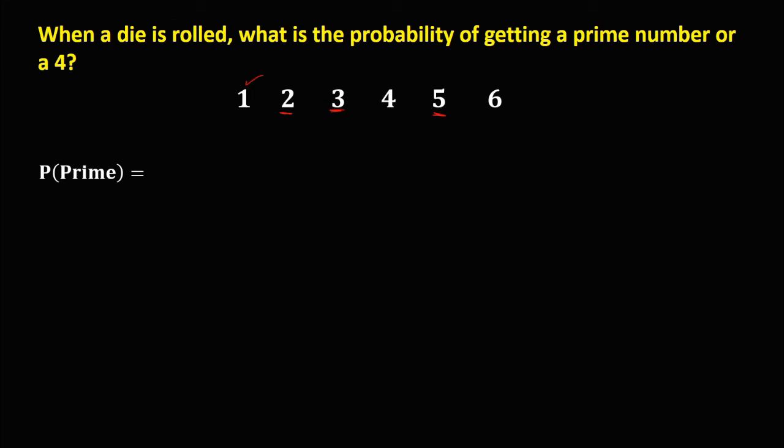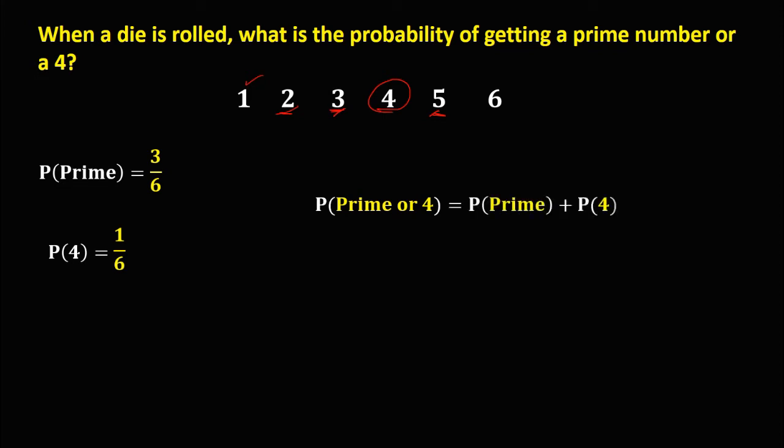So the probability now for these prime numbers, we have 1, 2, 3, so 3 over 6. Then the probability of 4, since we only have 1, 4, so that's 1 over 6. Then to find out the probability of prime or 4, we have the probability of prime plus the probability of 4. Since probability of prime is 3 over 6 plus 1 over 6 for the probability of 4, the probability now of prime or 4 is 4 over 6.